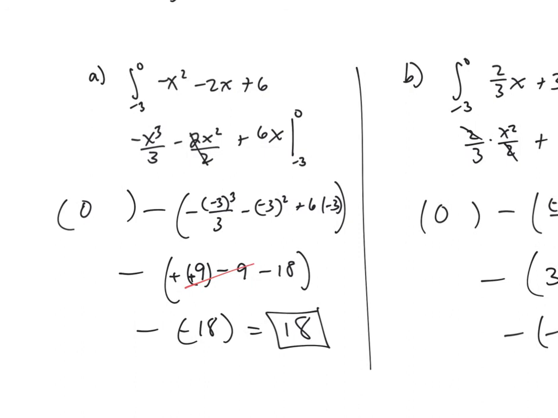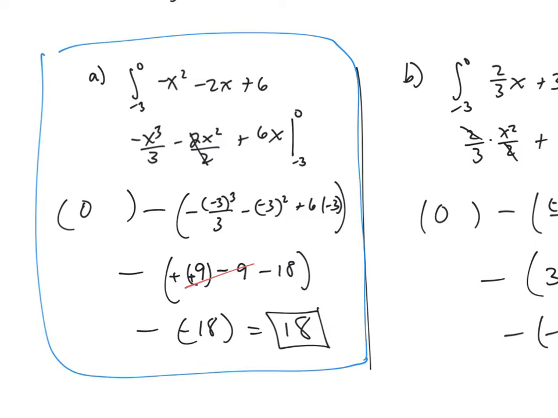This over here is part A. I'll briefly talk through it. So we had this integral. I did the antiderivative of each term separately. I forgot to put the dx there. That's just a notation error on my part. So we're going to do each term separately. So I get negative x cubed over 3, negative 2x squared over 2, and 6x for the last term.